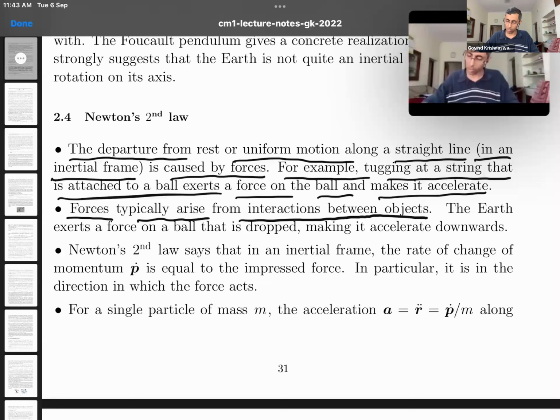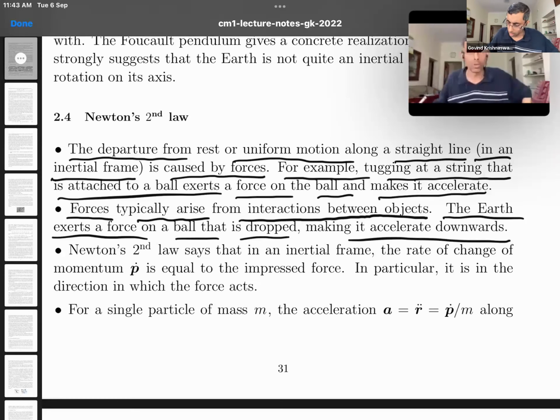They're typically between objects. So the earth exerts a force on a ball that is dropped, making it accelerate downwards. So this is our observation and idea. Let me go a little bit further.